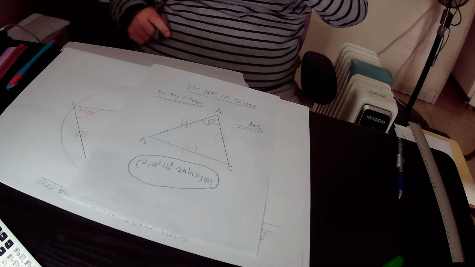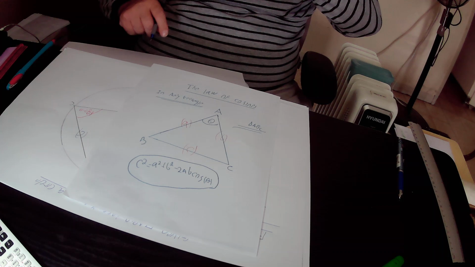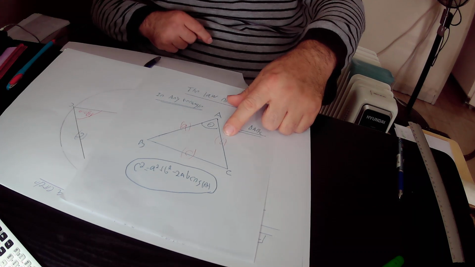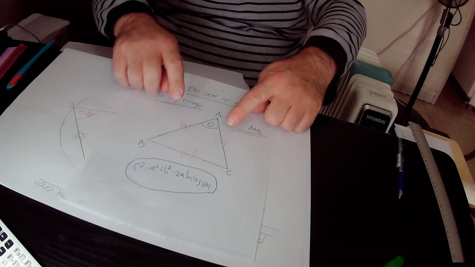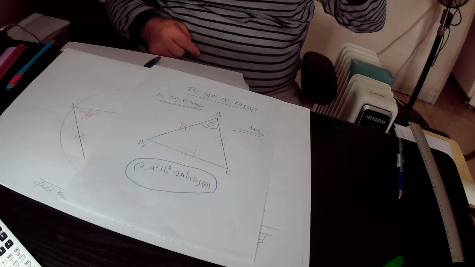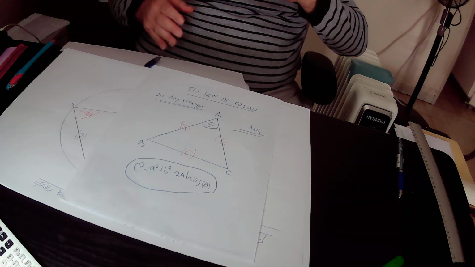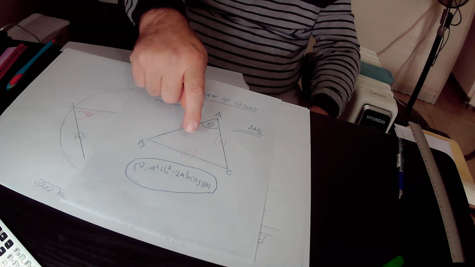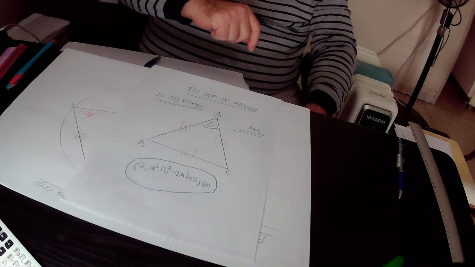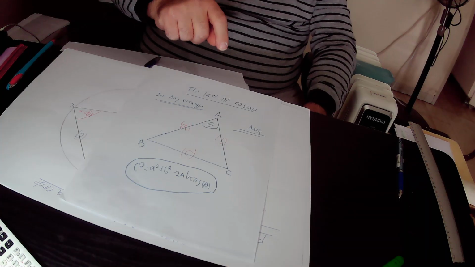The law of cosines is true in any triangle. So this is a triangle ABC that could be any triangle. Side AB equals A units in itself, side AC equals B units in itself, side BC equals C units in itself. Angle BAC is equal to theta degrees in size. According to the law of cosines, the following equation is true: C squared equals A squared plus B squared minus 2 times A times B times cosine theta.